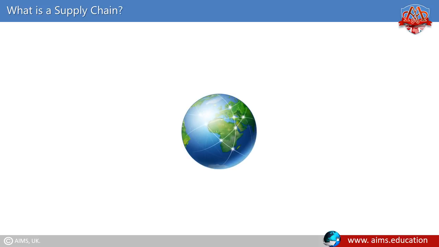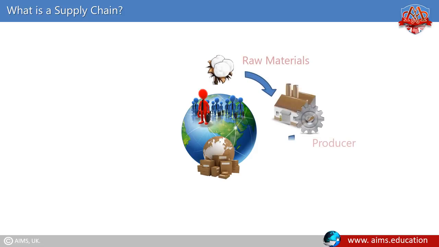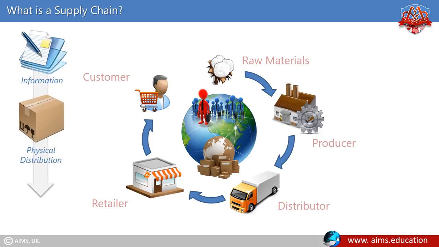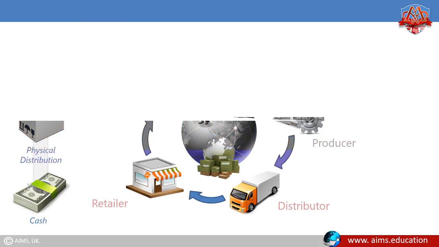What is a supply chain? A supply chain is a global network used to deliver products and services, from raw materials to end customers, through an engineered flow of information, physical distribution, and cash. Basic supply chain for a product.